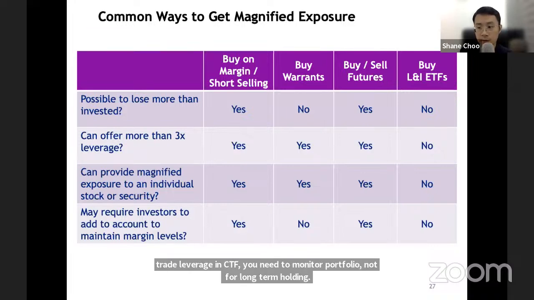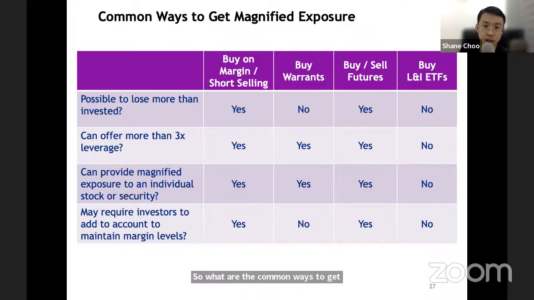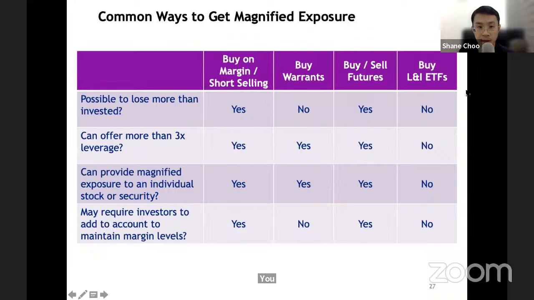So what are the common ways to get magnified exposure? There are a few ways. Number 1 is to buy on margin or do short selling; short selling is for inverse. Number 2, you buy warrants, be it company warrants or structured warrants. Number 3, you buy and sell futures. Number 4, you buy leveraged and inverse ETFs. So these are a couple of ways where you can get magnified exposure.